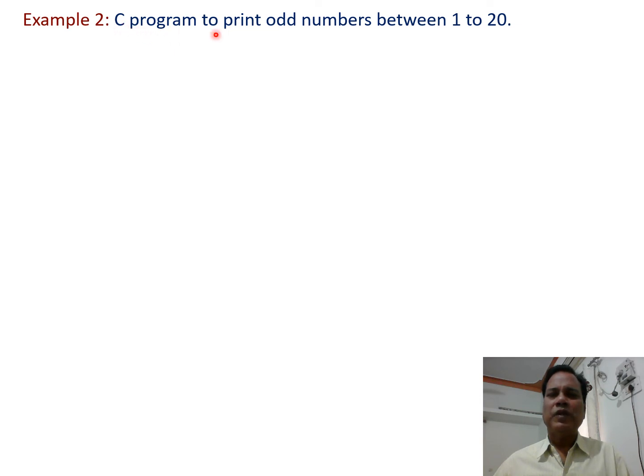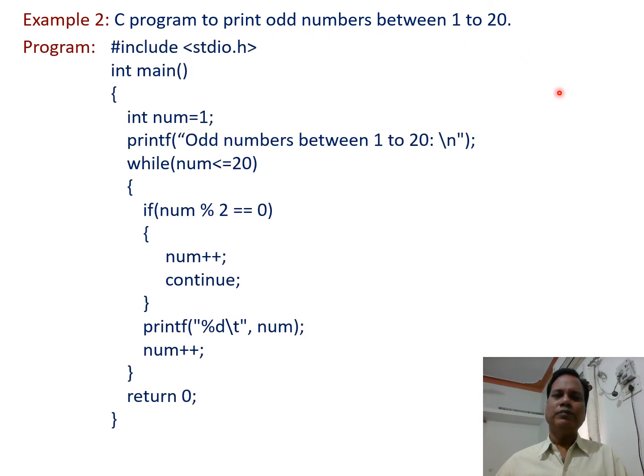Let us discuss another example just to understand the use of the continue statement. In this example, we have to discuss a C program to print odd numbers between 1 to 20. So the program is like this one. And in this program, we are using the while loop statement instead of the for loop statement.